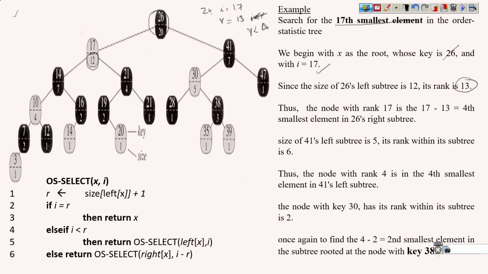So the rank is less than i. If the rank is less than i, then we have to move towards the right subtree. You can see here, if i is less than r, then we go left. If the rank is less than i, then we move to the right. Whenever we move to the right, we find the difference, i minus r, that is 17 minus 13, which is 4. So we move to the right subtree, and this is our new problem to explore. Now the key value is 41 and the rank that we are looking for is 4.